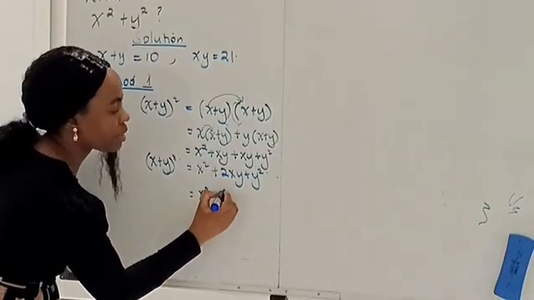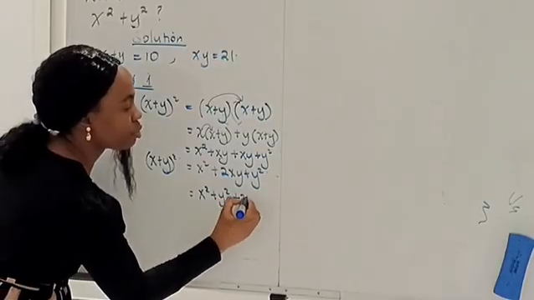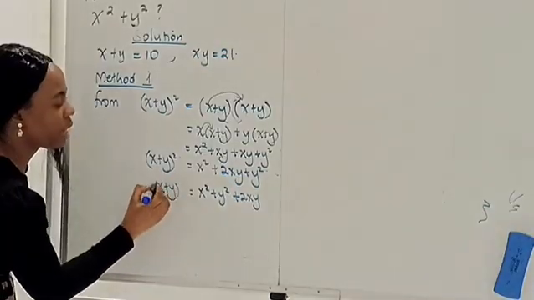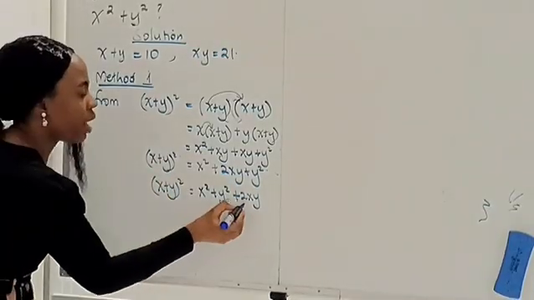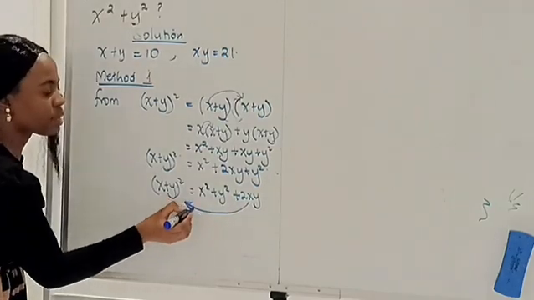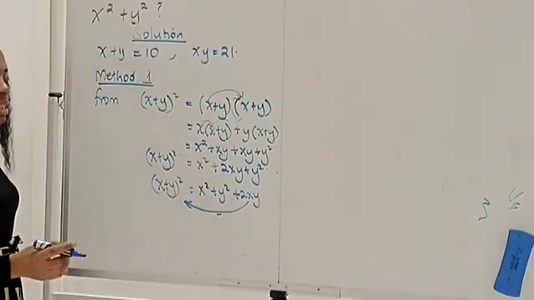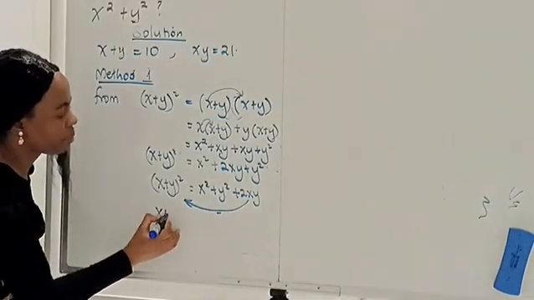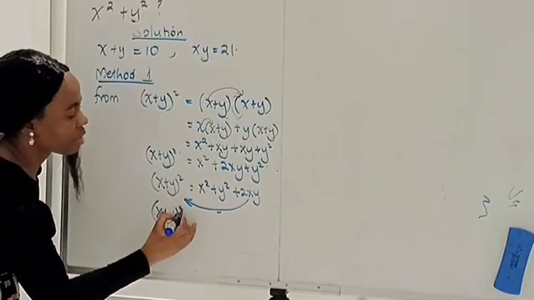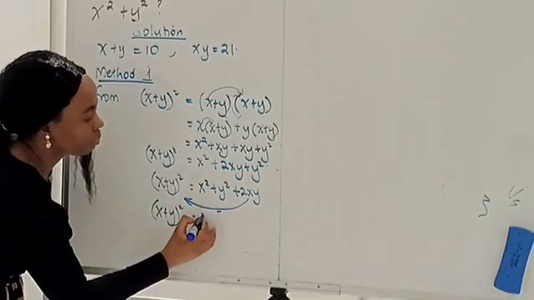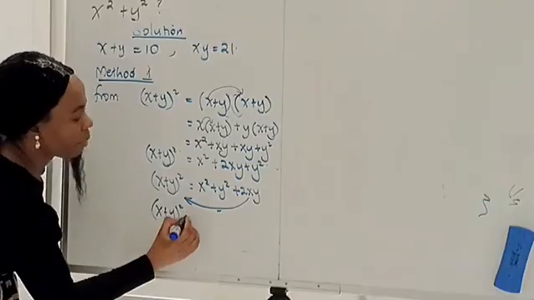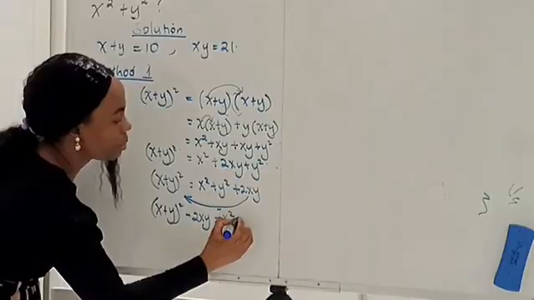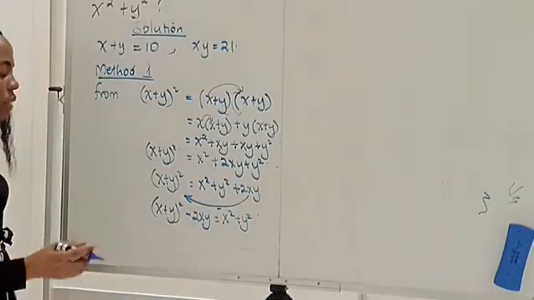x squared plus y squared plus 2xy. This is equal to x plus y, everything squared. Now bring 2xy to the left, it becomes minus. So we have x plus y, everything squared, minus 2xy, is equal to x squared plus y squared, okay?